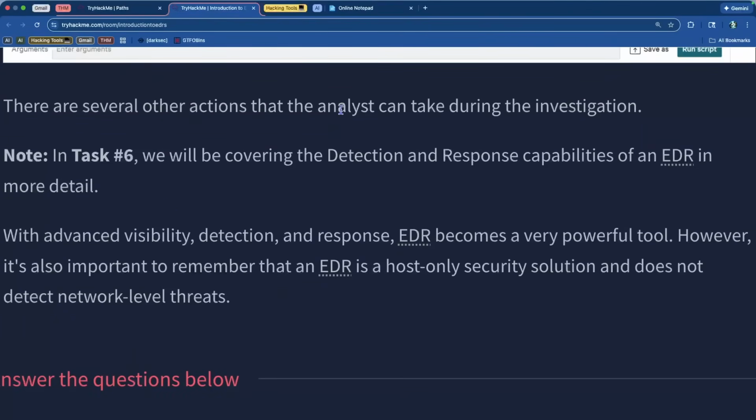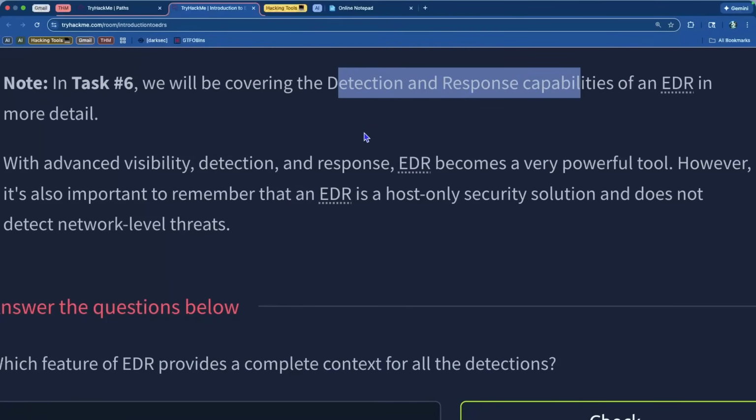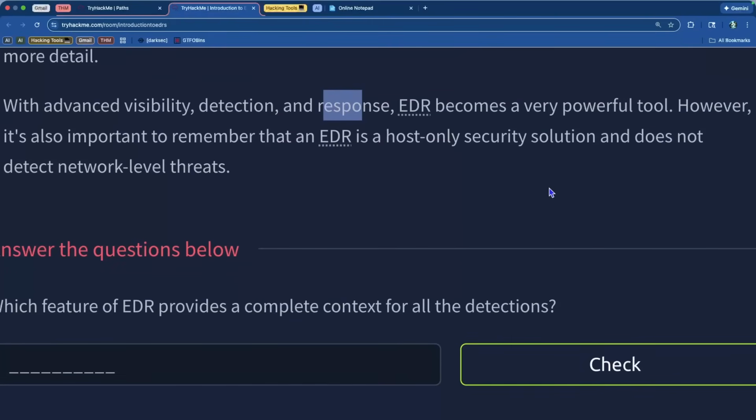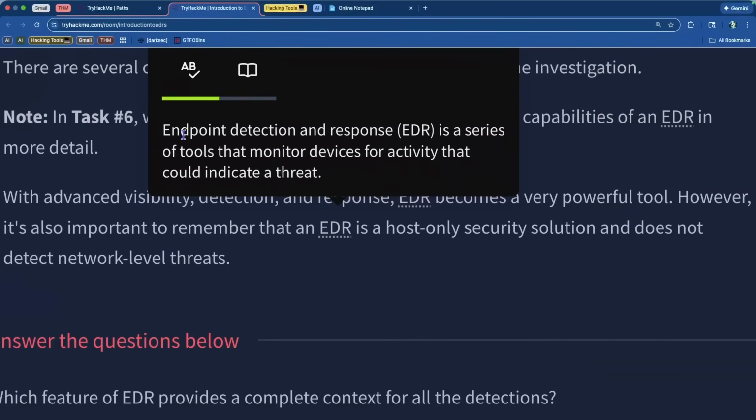So there are other actions that the analyst can take during the investigation, and in task 6, we're going to be covering the detection and response capabilities of the EDR. With advanced visibility, detection, and response, EDR becomes a powerful tool. It's also important to remember that it's a host-only security solution, and it does not detect network-level threats because it's connected to the endpoint, right? So just keep that in mind.